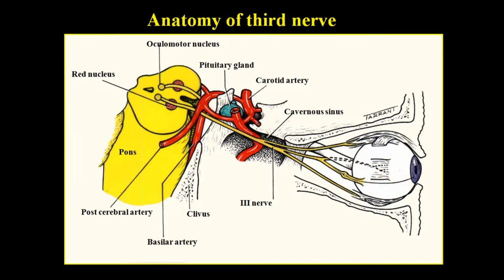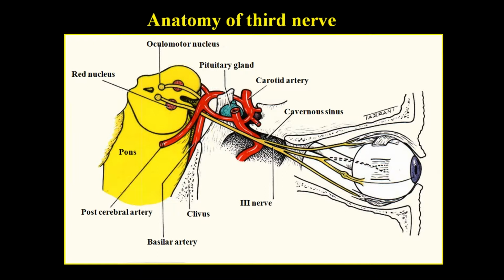Mainly, what are the muscles the third nerve supplies? Levator palpebrae superioris, all the recti except lateral rectus, that is medial rectus, inferior rectus, superior rectus, and inferior oblique. These are the muscles mainly supplied by the third nerve. Apart from this, it also has pupilomotor fibers which are involved in constriction of the pupil, the efferent pathway of the pupillary constriction of the light reflex.